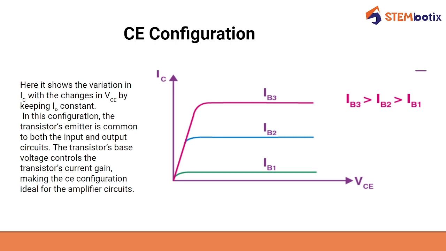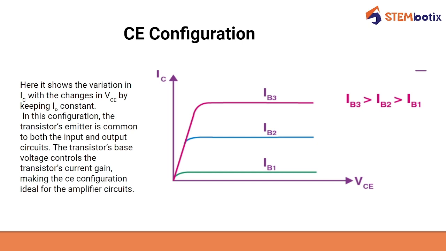Now let's see the CE configuration. In this type of configuration, the emitter is common for both the input and output circuit, and the graph shows the variation in collector current IC with the change in voltage at collector-emitter, by keeping IB constant. That means we keep the base current constant and see how the collector current changes with the change in voltage at the collector-emitter junction.